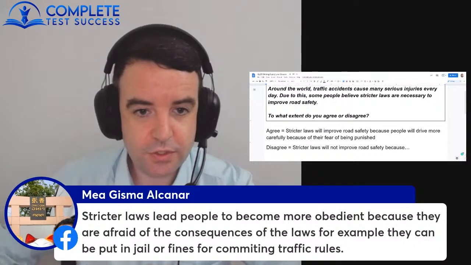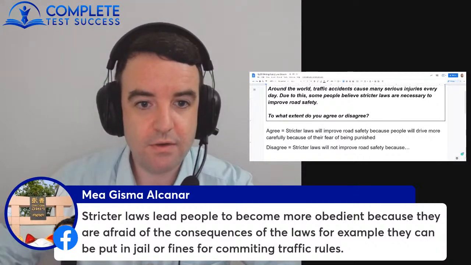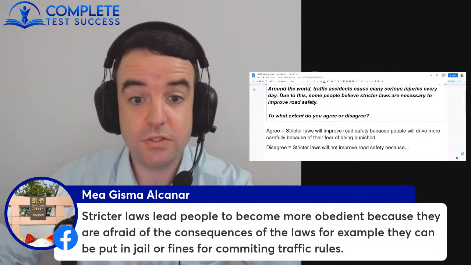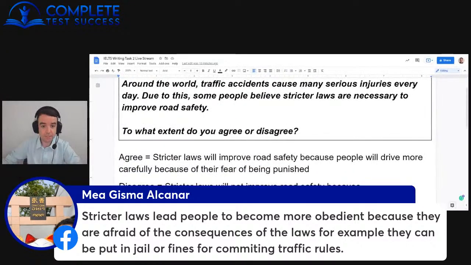Okay. Stricter laws lead people to become more obedient because they are afraid of the consequences of the laws. For example, they can be put in jail or fined for committing traffic offenses. Okay, good. It's relevant and it's specific, but it's also the same main idea that we already had. So it is appropriate, but it doesn't help. Collectively, all of us here right now, we are still on a band 5 for task achievement.